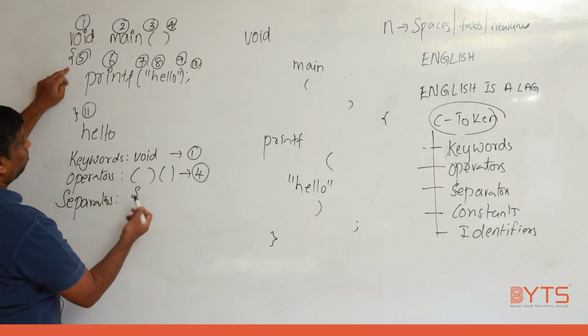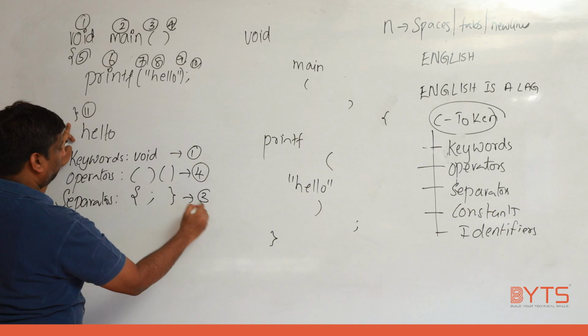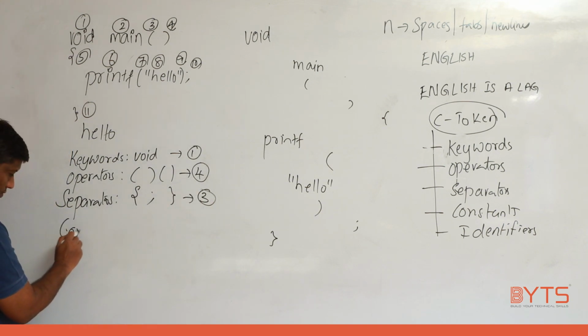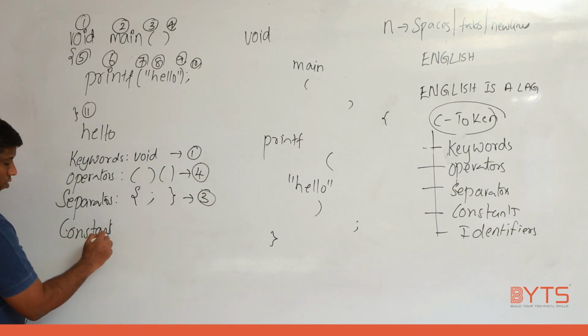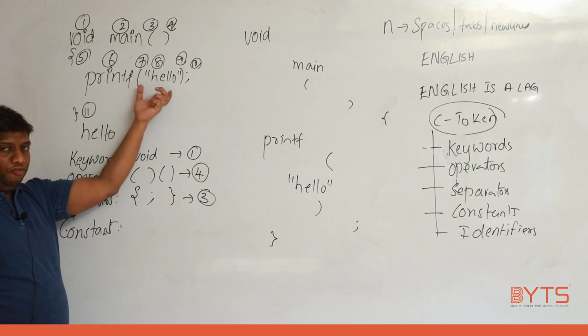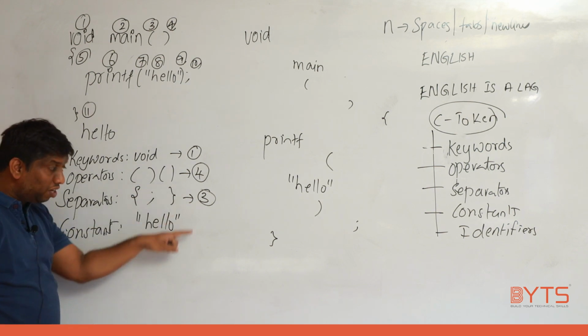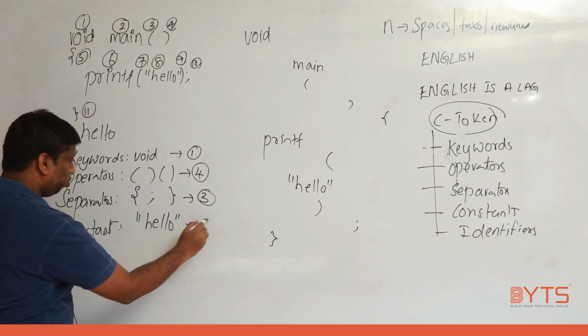Open curly brace, semicolon, close curly brace. 3. Next, constants. Any content which we write in the pair of double quotes, a pair of double quotes is a token. So this is a string constant that we will discuss in the future.